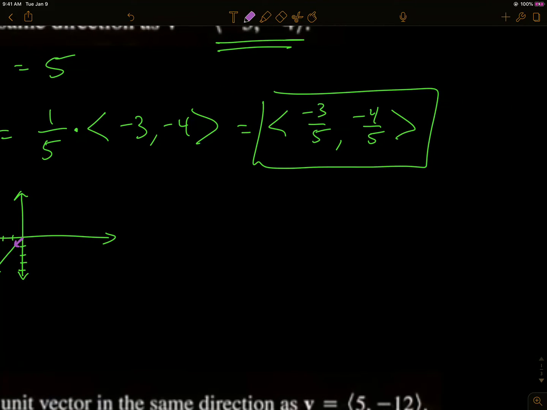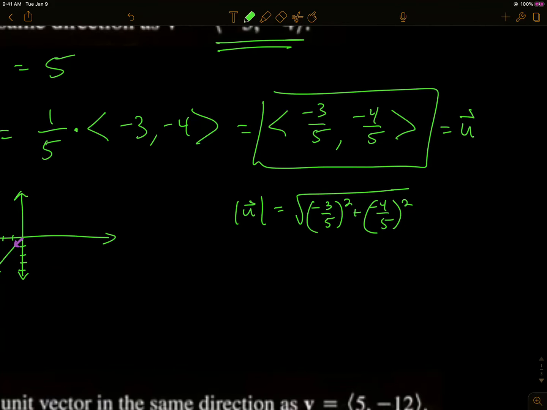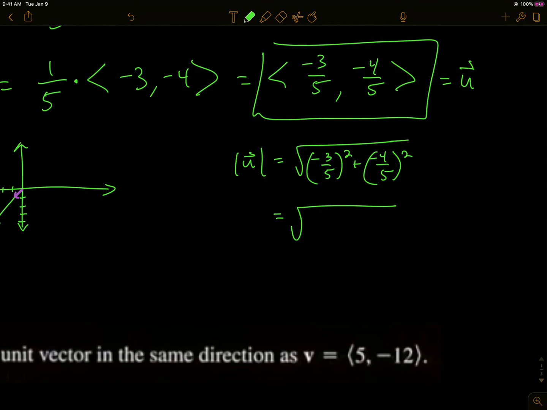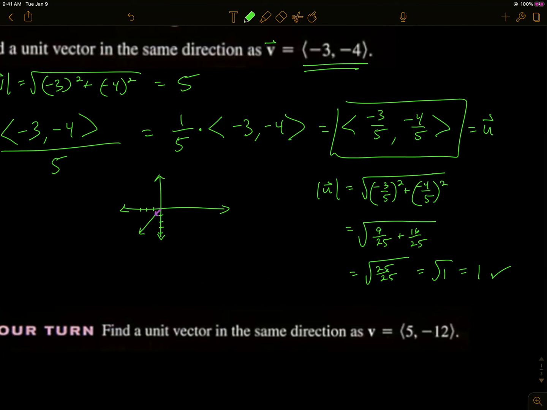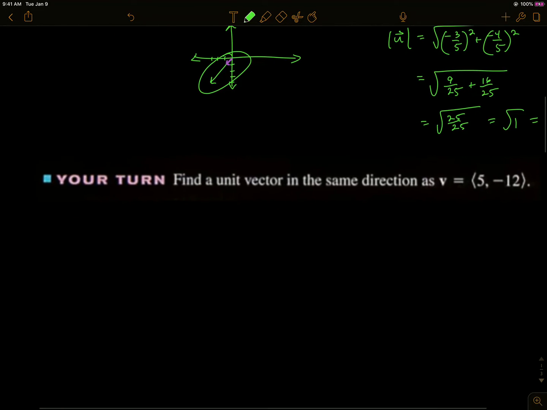And we can check the magnitude on this unit vector. Let's call this vector u. The magnitude of u is going to be the square root of -3/5 squared plus -4/5 squared. That equals 3 squared is 9, 5 squared is 25, plus 4 squared is 16, 5 squared is 25. I add those together, I get 25 over 25, which is 1. So it checks that the magnitude of this vector is 1, and of course it goes in the same direction. All right, so that's what a unit vector is.